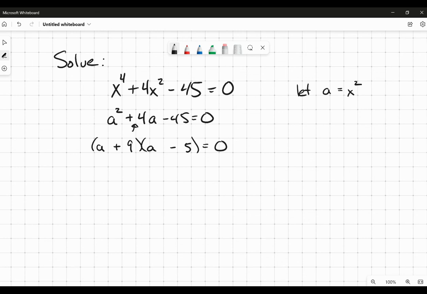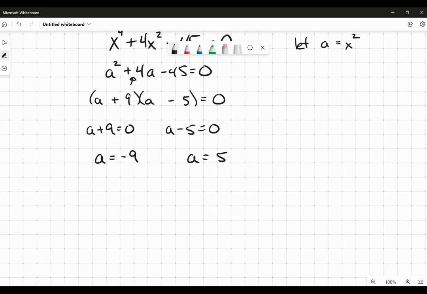So here we go. I can set it up like this. I know that either a plus 9 is equal to 0 or a minus 5 is equal to 0. Solving for a, I get a is equal to negative 9 or a is equal to positive 5. Now, that's not the end of this problem, because a wasn't part of the original equation.